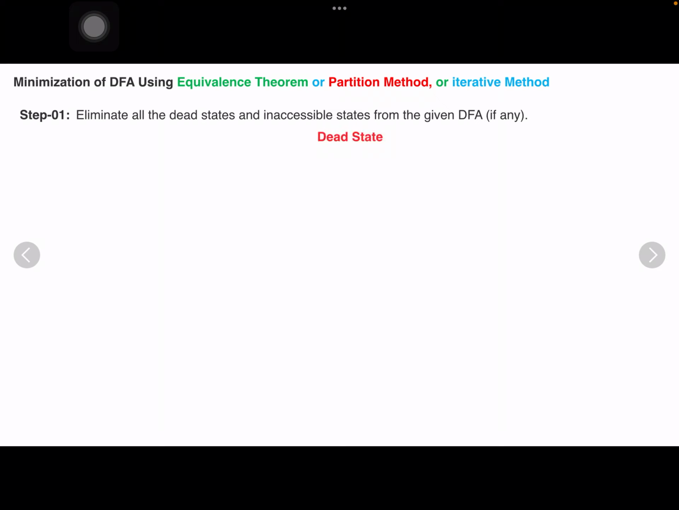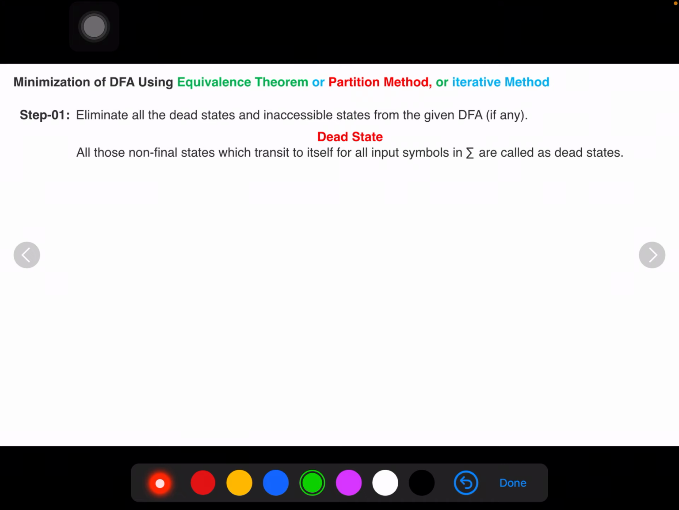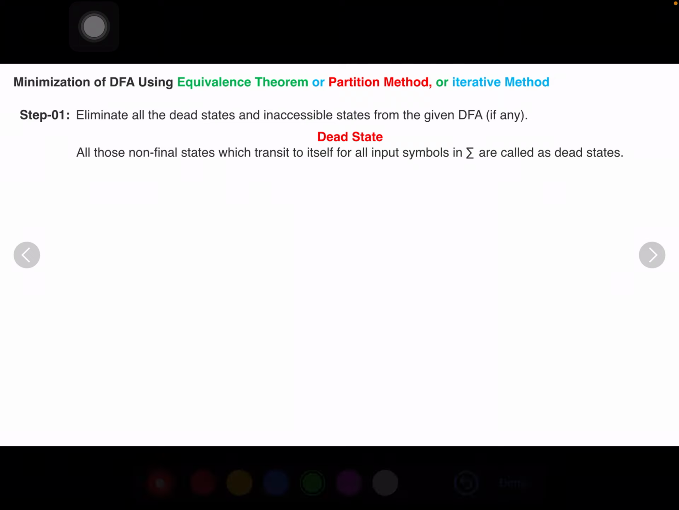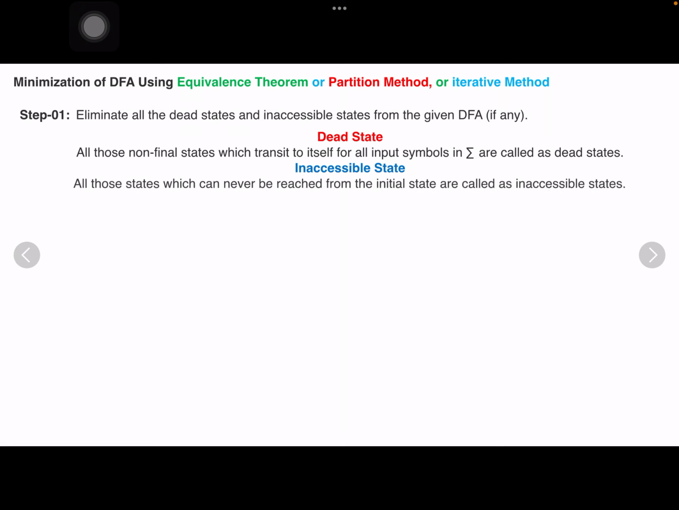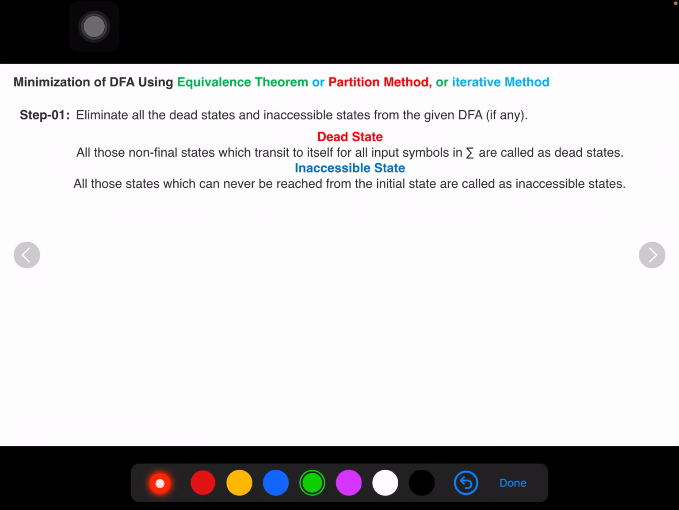What do you mean by a dead state? A dead state is a non-final state which transits to itself for all input symbols in sigma. What are inaccessible states? A state which can never be reached from the initial state is called an inaccessible state.